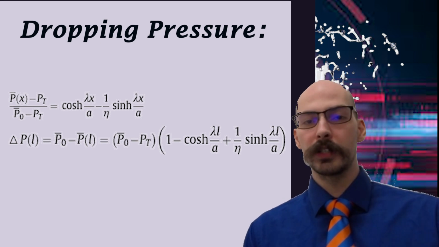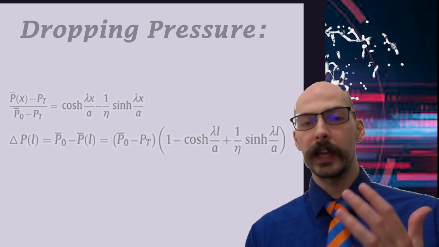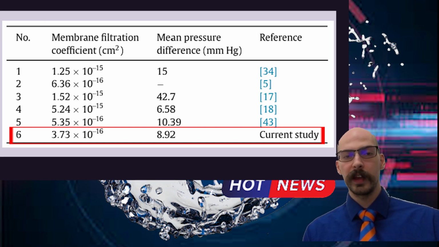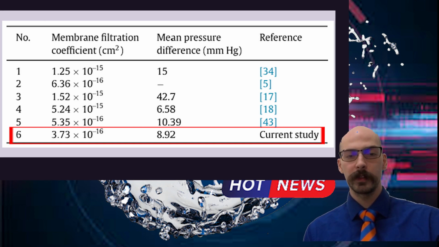We can see the numerical results of this model presented in a table that is now on the screen. The results from this study are boxed in red at the bottom, with all the results from experimental studies above that. On the left, we have the membrane filtration coefficient, and on the right we have the mean pressure difference. As you can see, the results from this study are very similar to the results from previous experimental studies.